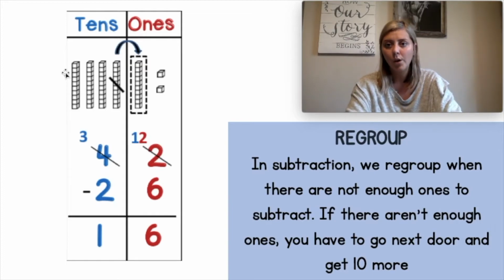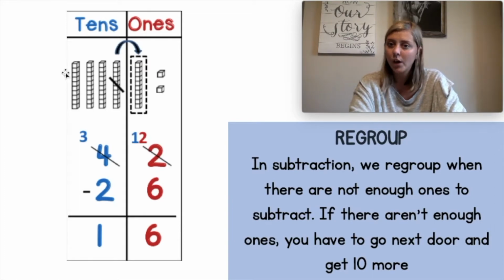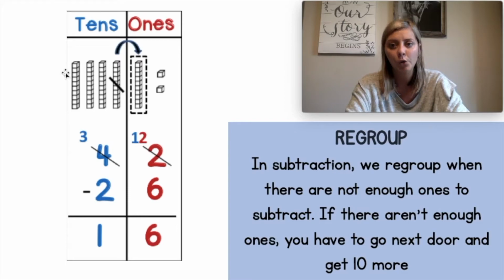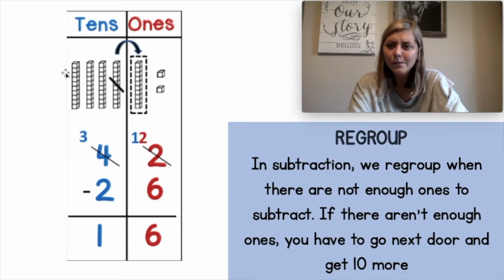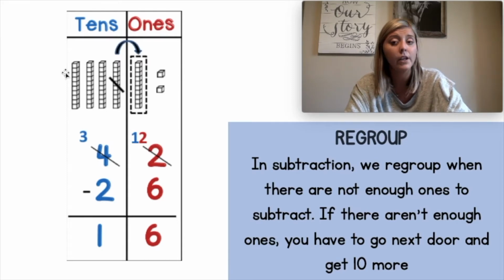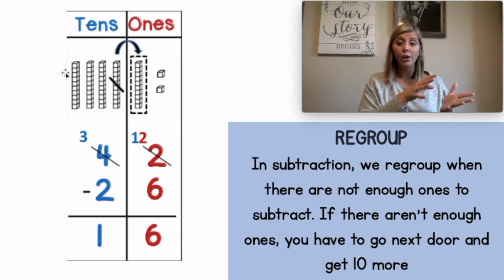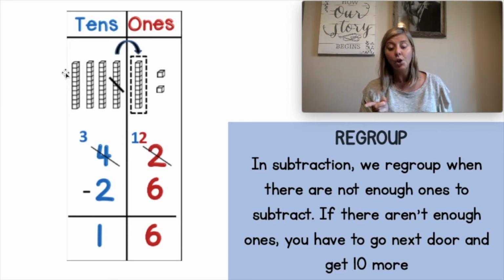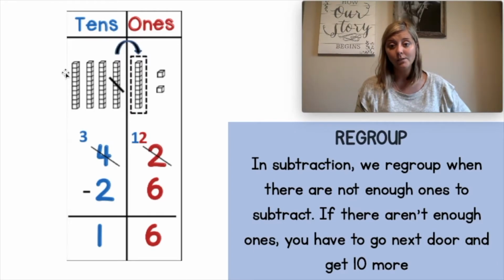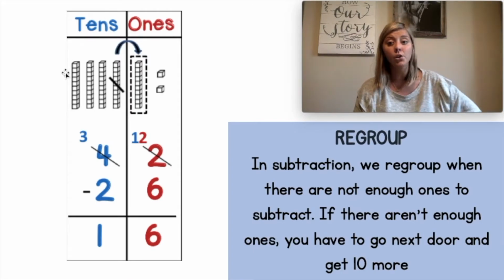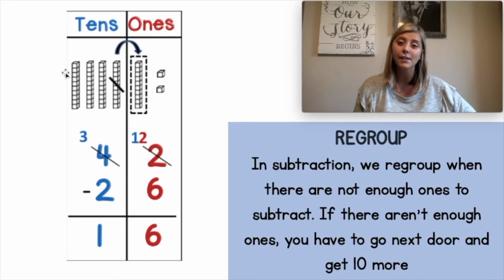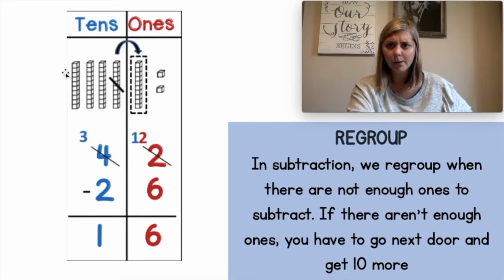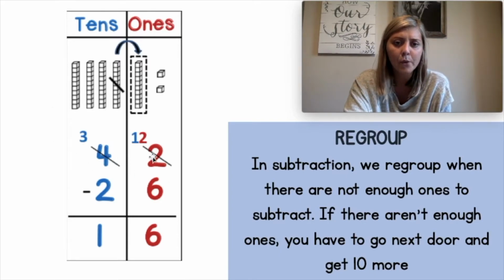The last term I want us to go over before we start subtracting our examples is the word regroup. And you might be thinking, Miss Dodson, we already talked about regrouping. We did, but it's different when you're doing subtraction than it is when you're doing addition. In addition, when we had too many ones, we had to put 1 in the tens place. In subtraction, we regroup when there aren't enough ones to subtract. If there aren't enough ones, you have to go next door and get 10 more. Let's look at this example and go through it. The problem is 42 minus 26.